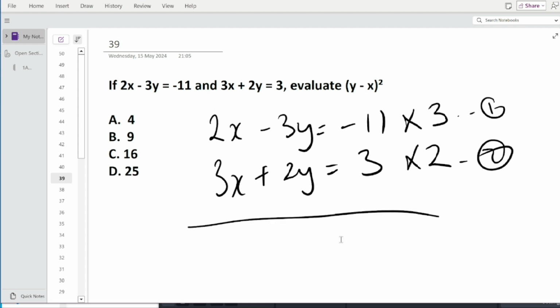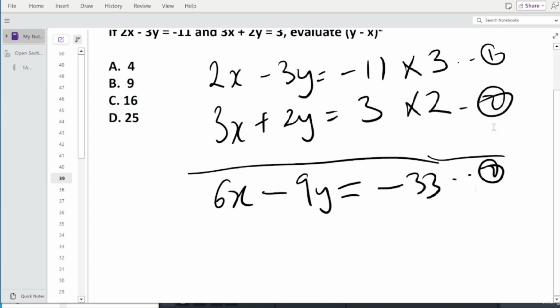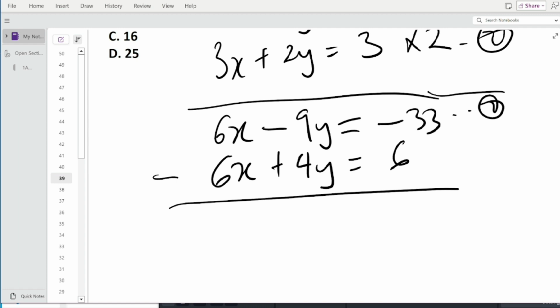From the first one, we derive our equation 3. So we have 3 times 2, that's 6x. Then 3 times minus 3y, that's minus 9y, equals minus 11 times 3, which will give you minus 33. This is equation 3. Then deriving equation 4 from equation 2, we'll say 2 times 3x is 6x, and 2 times 2y is plus 4y, and 2 times 3 is 6. At this point, we'll eliminate, we'll subtract.